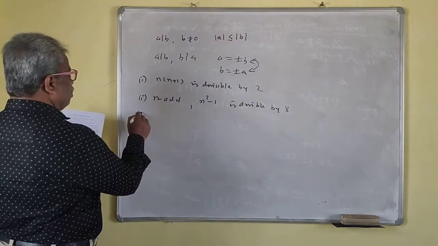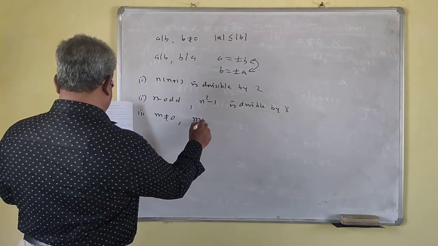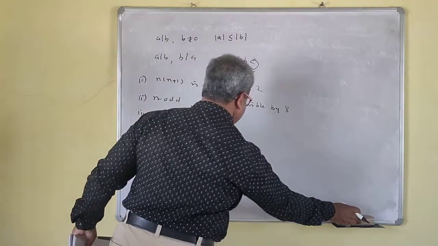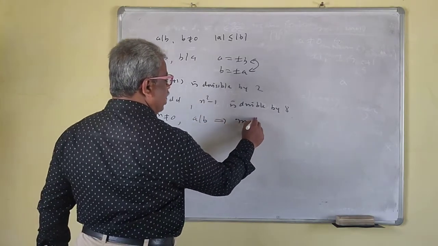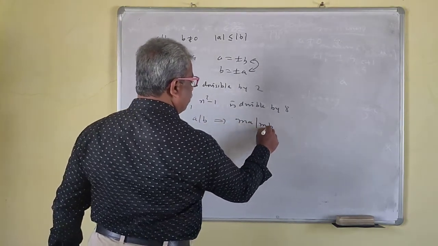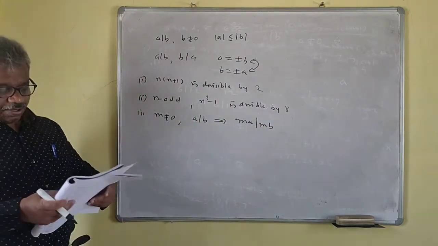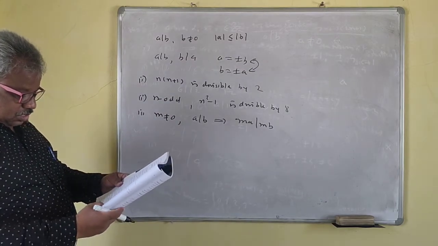Note that if m is not equal to 0 and A divides B, then ma divides mb. If m is not equal to 0, you can multiply by m here. So you should remember this.